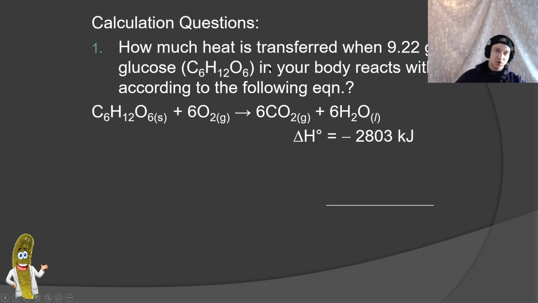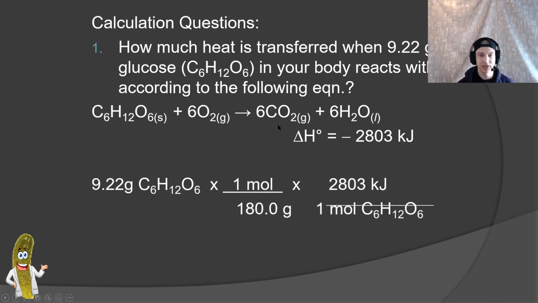So we have a calculation question here, which is: how much heat is transferred when 9.22 grams of glucose, C6H12O6, in your body reacts with O2 according to the following equation, where we have C6H12O6 plus 6O2 goes to form 6CO2 gas and then 6H2O liquid. And fortunately for us, we have been given a delta H value of negative 2,803. So that was really nice of them to do for us.